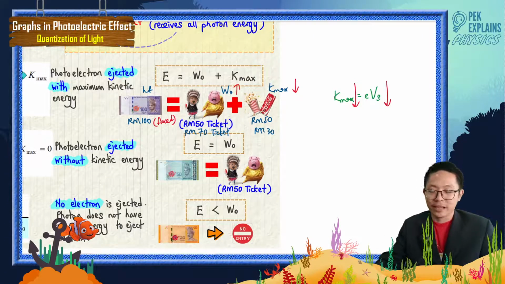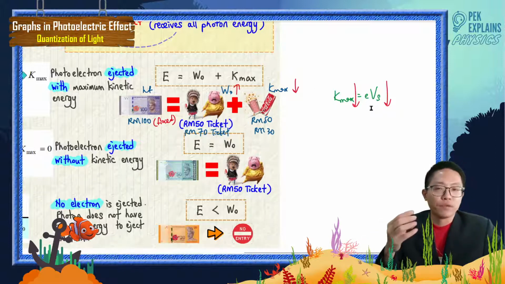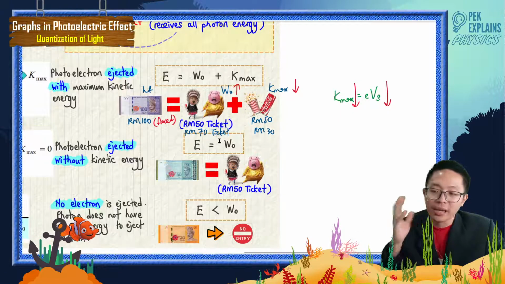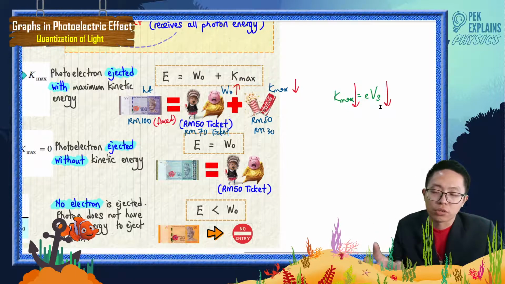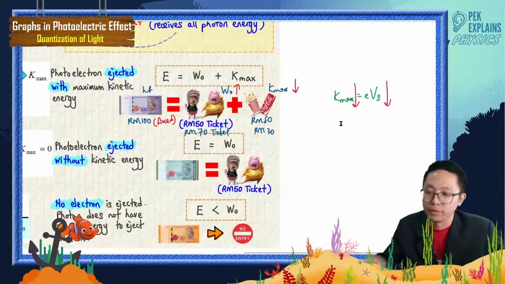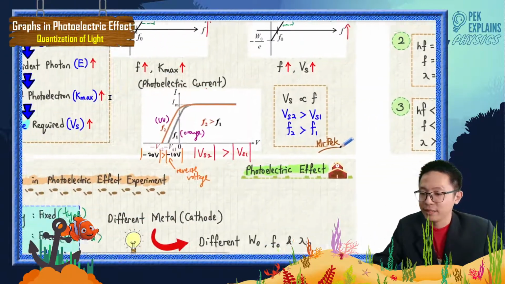Understand or not? Lower kinetic energy ejected means you are left with little energy after you pay a lot for the ticket, so you just left with a little amount of energy for your snack, as the kinetic energy. So the electron ejected now is very low energy and requires a very low stopping potential to stop it. Understand or not?